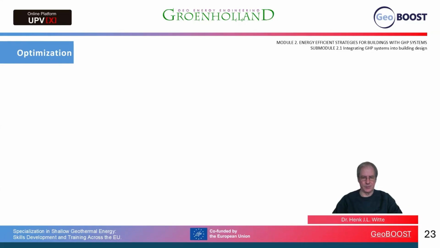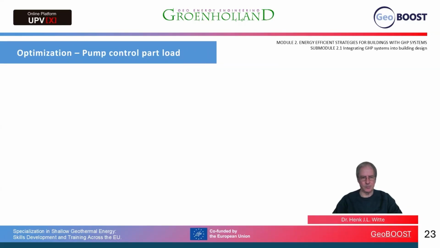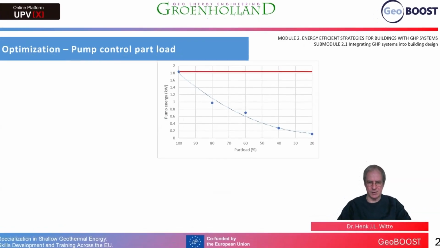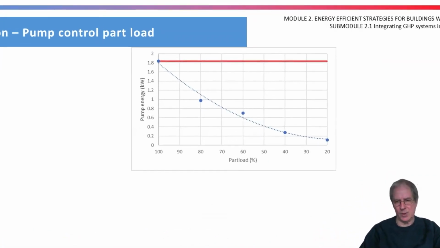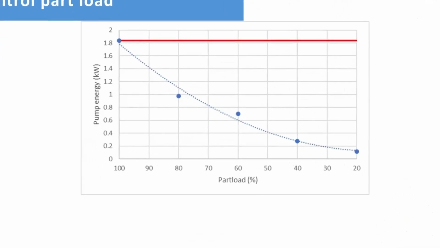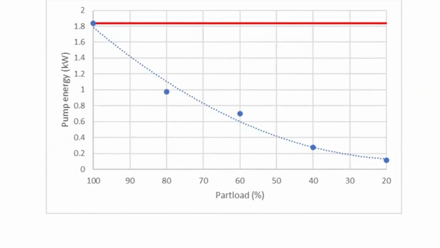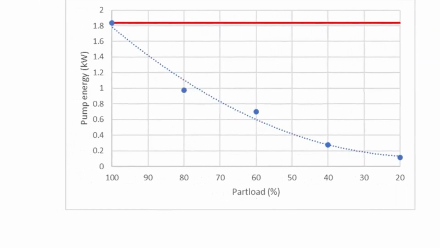Another method of optimization is to take a good look at the pump control. Here on the right, we can see a curve of the energy that the pump uses in part load conditions. So if we keep the temperature difference on the ground source side the same, we can throttle back the pump in part load, and we can see that instead of 1.8 kilowatts at 100% of the duty, at 20% of the duty, we only use 0.7 kilowatts. So a very big gain in efficiency on the ground source pump.